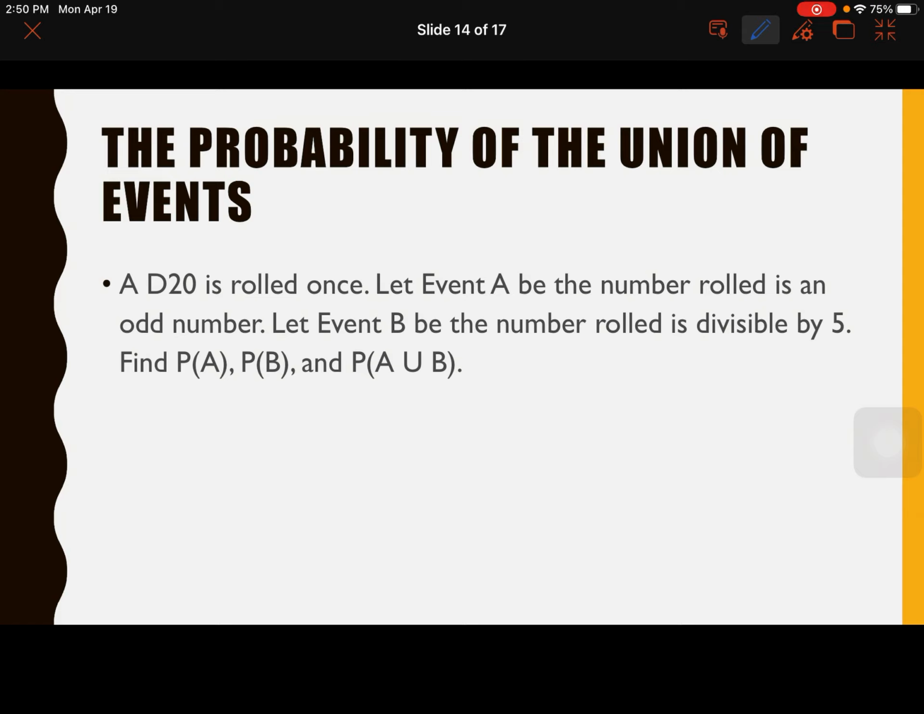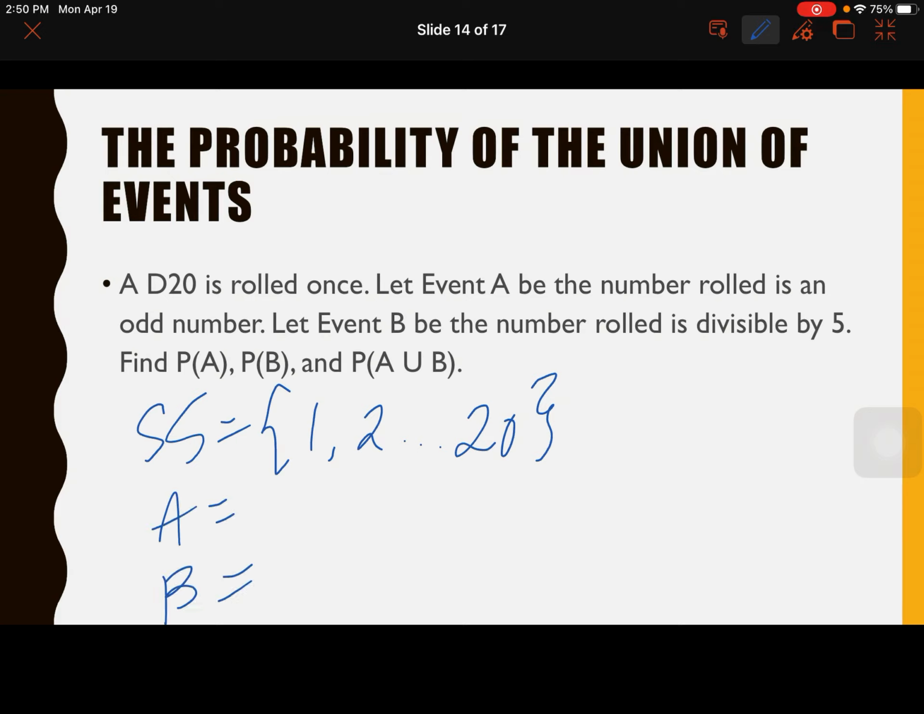So, first, let's take a look at our elements. Okay? So, the elements for your sample space, easy. It's going to be the numbers 1 until 20 because it's a 20-sided die. Then you have, of course, your event A and your event B. Event A, the number rolled is an odd number. So what are the odd numbers? You have 1, 3, 5, 7, 9, etc., up until you reach 19.